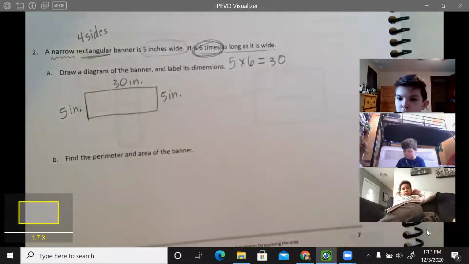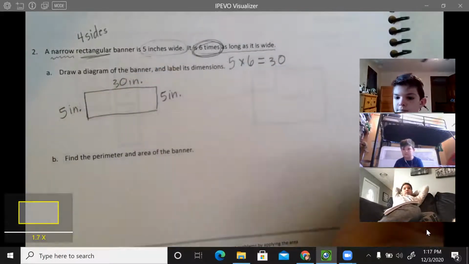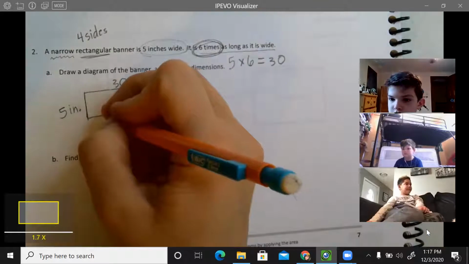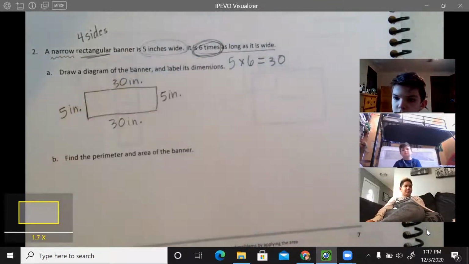Yes. What else? The opposite side of that. And what would I label that? What dimension? 30 inches. Very good. So let's look at letter A.